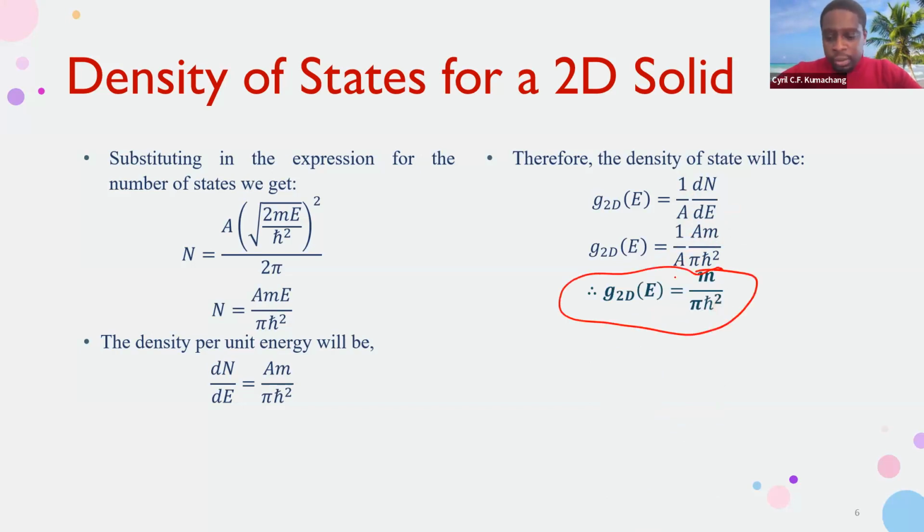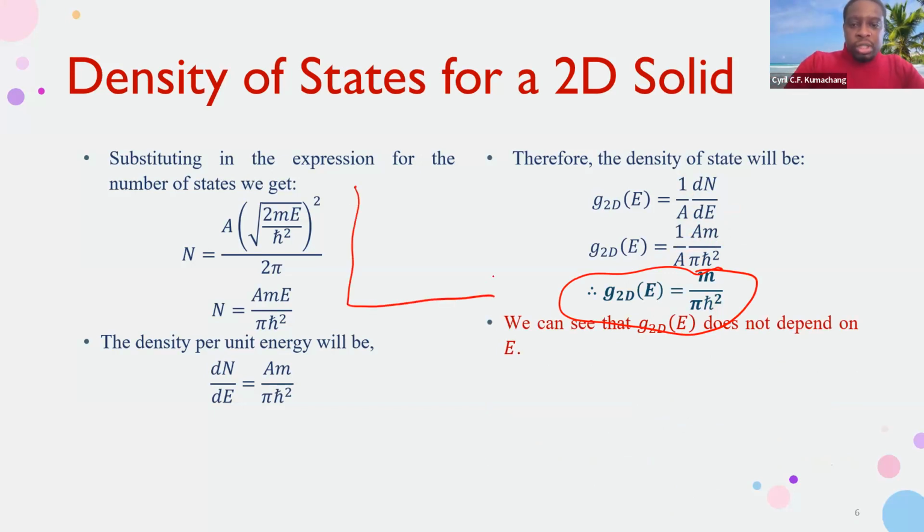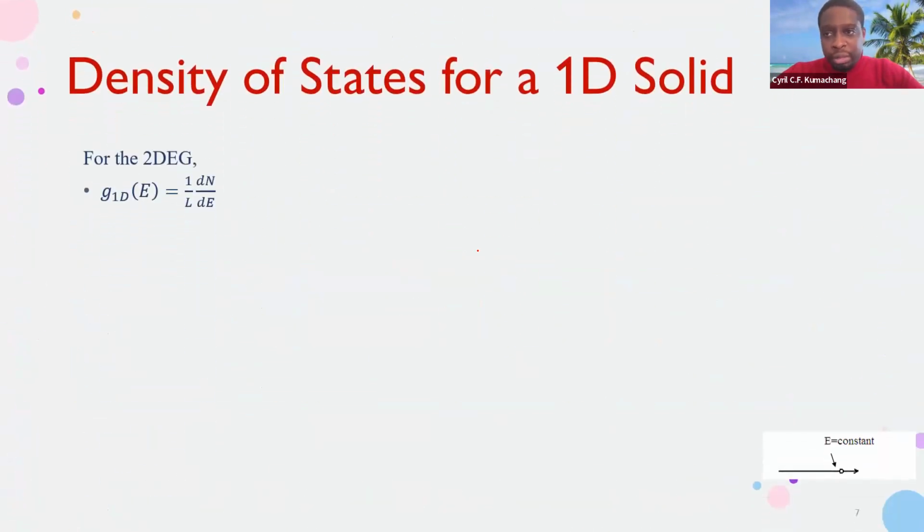What you would notice here is that the density of state for a 2D solid does not depend on the energy. So if you try to plot it, you're going to have something like this. So this is your energy, and this is the density of state. So if you try to plot it, you get something like this. So it stays constant with energy. So this is it for the 2-dimensional solid. We can now move on to the 1-dimensional solid.